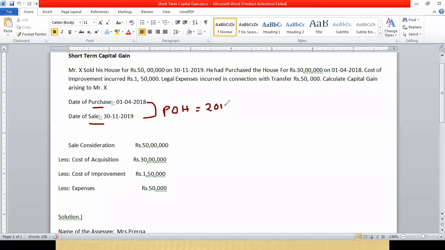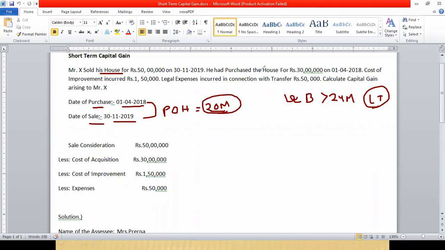Only 20 months. Mr. X kept this property with himself only for 20 months. For land and building, we have seen that it should be more than 24 months, then only it will become long term. Otherwise, it will become short term. Here he purchased the property on 1st April 2018 and sold it on 30 November 2019, so he held it for only 20 months.